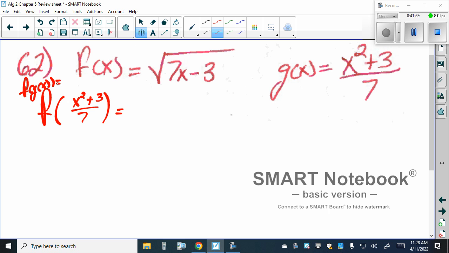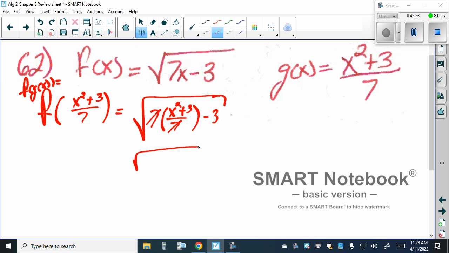So at this point, we would plug this into f of x, which would give us the square root of 7 times x squared plus 3 over 7 minus 3, all inside the square root. Now here, the 7 and 7 would cancel because we'll multiply the numerator by 7, which would give us 7 divided by 7, which just tells us that we have the square root of x squared plus 3 minus 3. Yeah, and then we just get down to x.